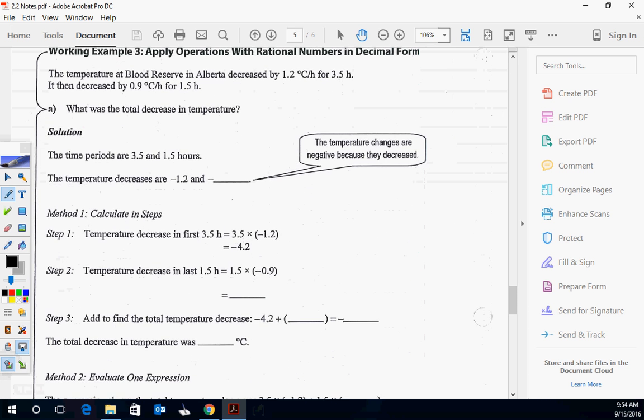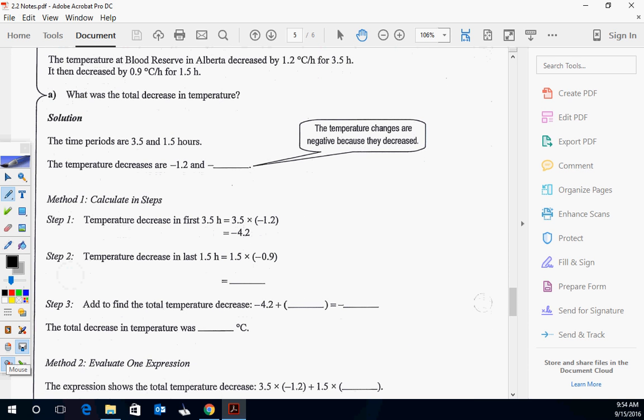All right, so apply operations rational number decimal form. The temperature at Blood Reserve and Algebra decreased by 1.2 degrees Celsius an hour for 3.5 hours. It then decreased by 0.9 Celsius an hour for 1.5 hours. What was the total decrease in temperature?